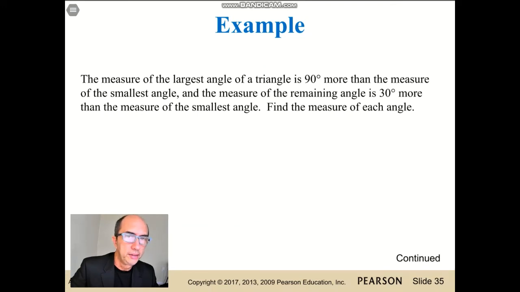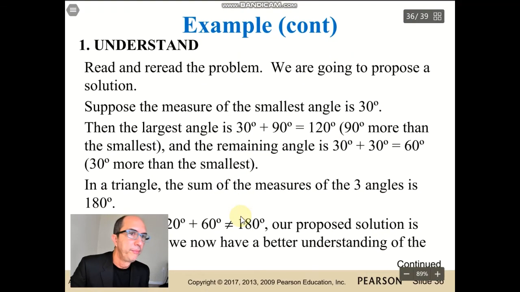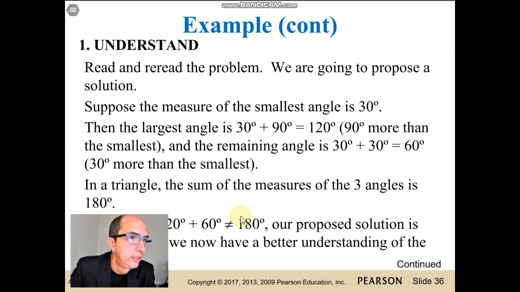So, understanding the problem, we have to read, reread, say it in your own words, and explain the problem to yourself. You can propose a guess for a solution, just to work out the calculations and understand the problem better. Suppose the measure of the smallest angle is 30 degrees. Then the largest angle is going to be 30 plus 90, 120 degrees. And the remaining angle is 30 plus 30 equals 60 degrees.